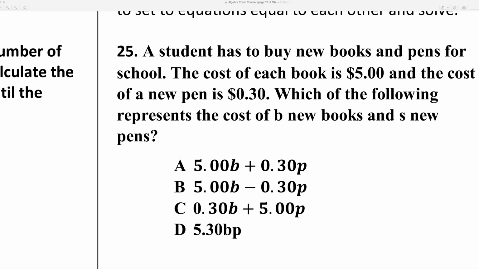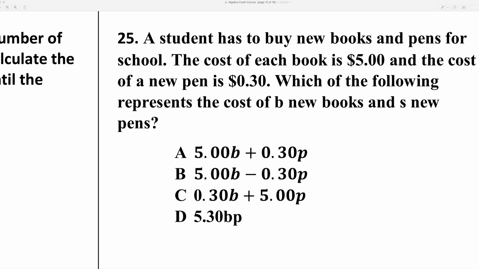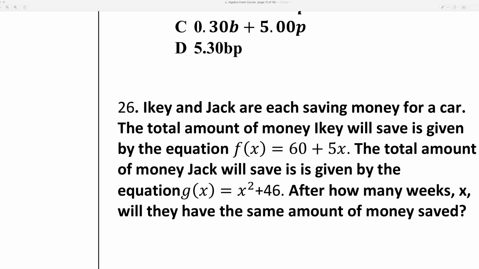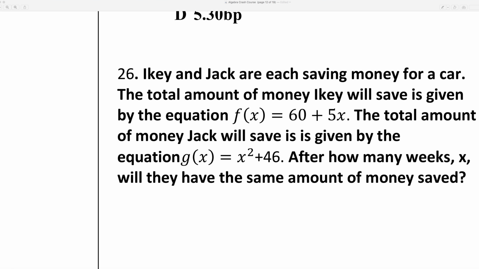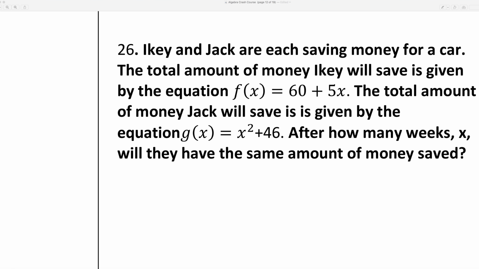Word problems. A student has to buy new books. The cost of each book is 5 and the cost of a pen is 0.3. So 5 times the book plus 0.3 times the pen. This one they're asking, they want to know how many weeks will they have the same amount of money saved. This just means set the equations equal. So you could do it algebraically or graphically, graph and check. These look like they're high numbers. It would be hard to do it on the graph. So I would probably set 60 plus 5x equals x squared plus 46, right? One of them saving his money linearly, one exponentially.